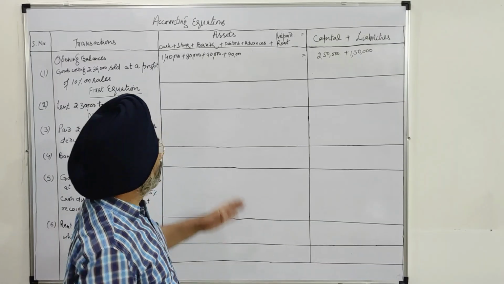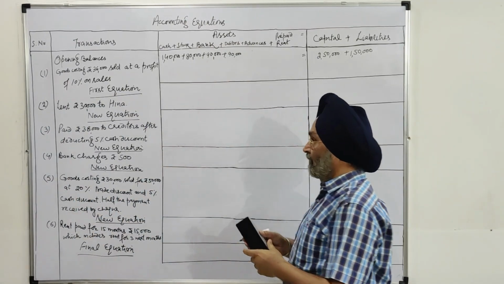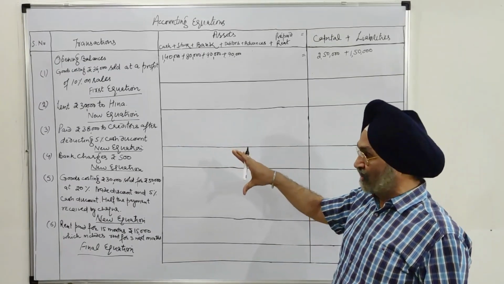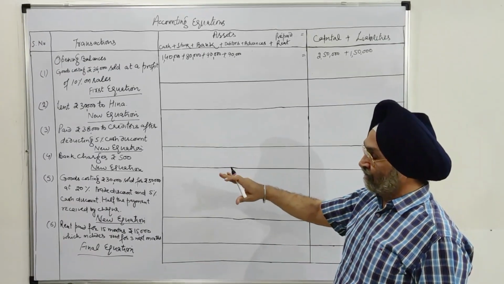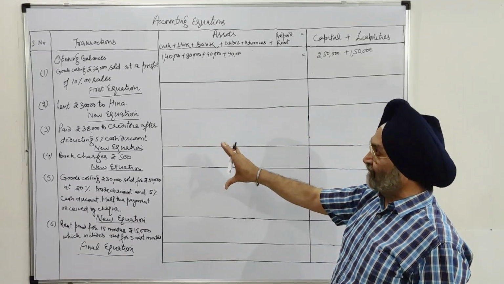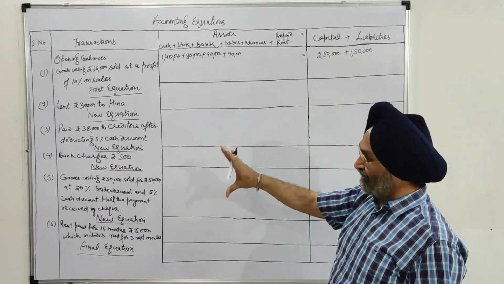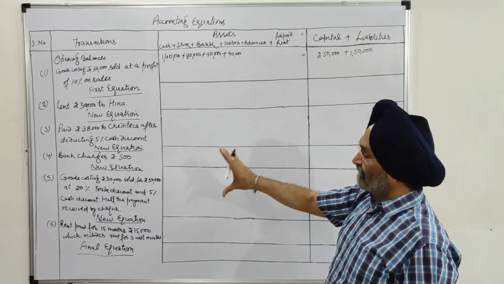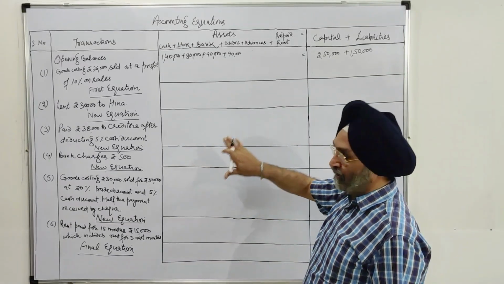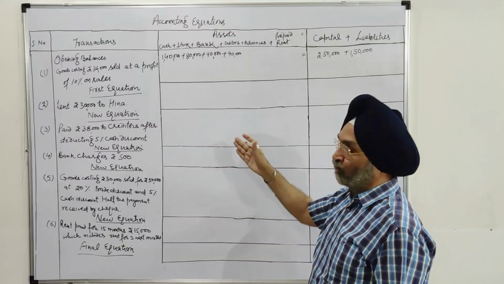Friends, today we'll start with the third video on accounting equations. This video is with a transaction a bit advanced in nature. Earlier we had discussed 7 transactions in the first video, 8 transactions in the second video, and now 6 transactions in the third video. We are trying to build gradually: simple, advanced, and now more advanced.